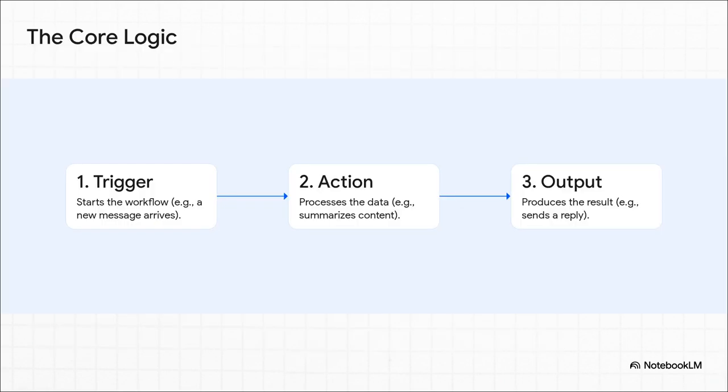And no matter how complicated the final thing looks, the core logic almost always boils down to 3 simple steps. First, you have a trigger. That's what kicks everything off, like a new message coming in. Next, you have an action, which is where the data gets processed. And finally, you have an output, which delivers the result. Trigger, action, output. That's it. Every single automation follows that fundamental path.